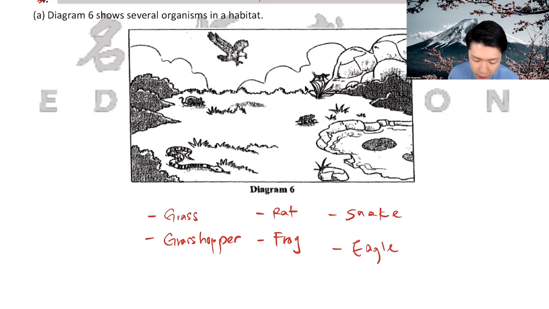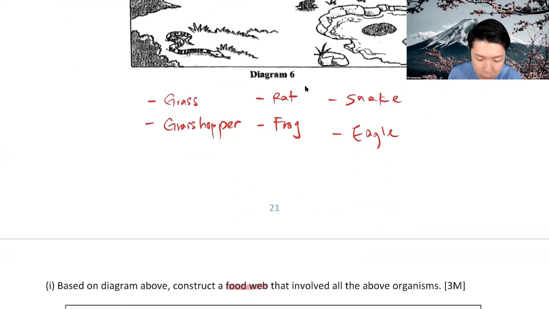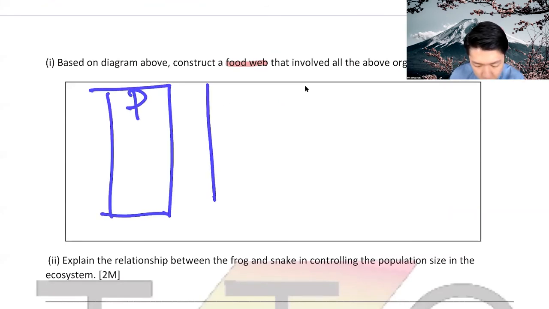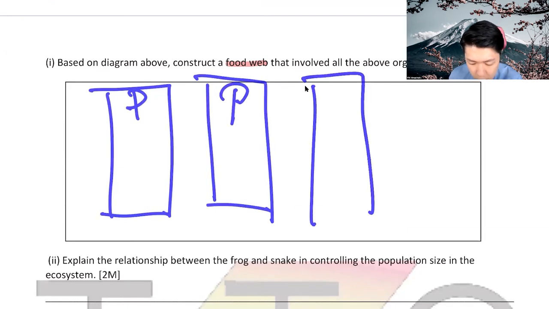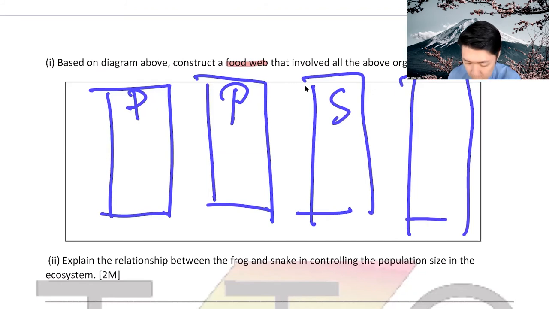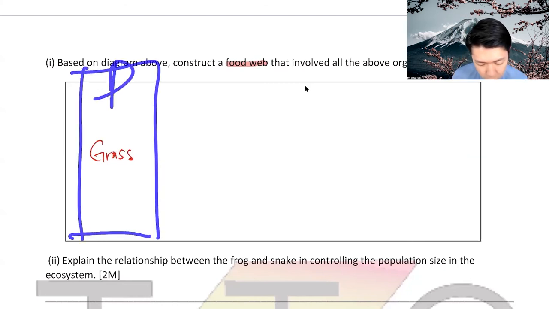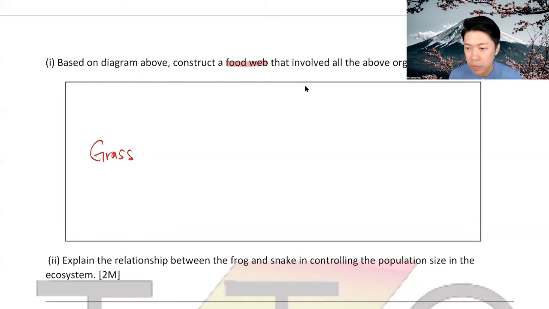After you get that, we have to form a web. But remember, your web is in stages. You have to start with the first one, producer, the second one primary, and then secondary, and then tertiary. Don't simply draw the web. So we do it in sequence. So obviously we start with the first one, which is grass. So we're done with the first column, producer.